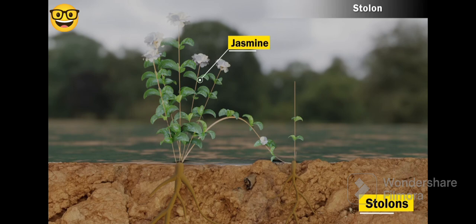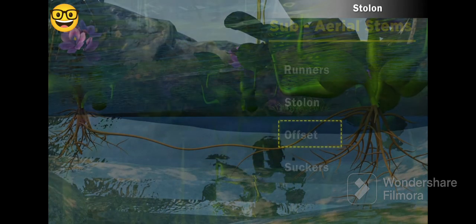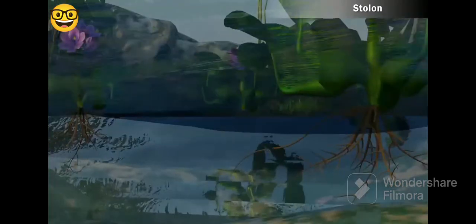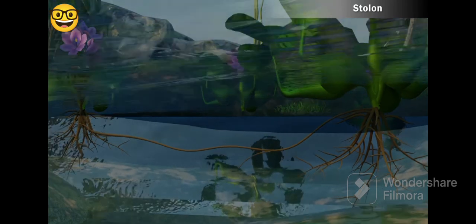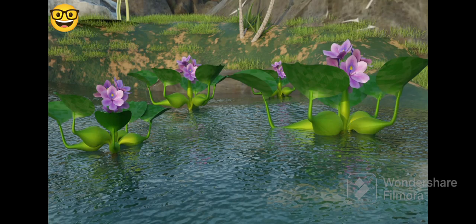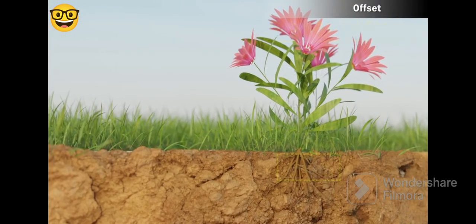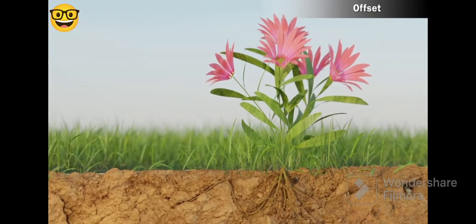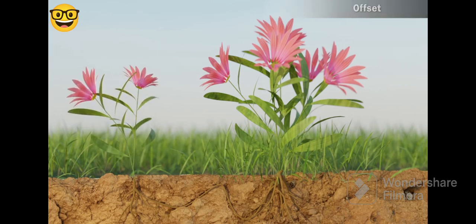For example, jasmine. C. Offset. In some aquatic plants, lateral branches called offsets arise from the internodes. At the internode, they form leaves in a rosette form. D. Suckers. In chrysanthemum, the lateral branches originate from the basal and underground portion of the main stem, grow horizontally beneath the soil, and then come out obliquely upward. These are called suckers.